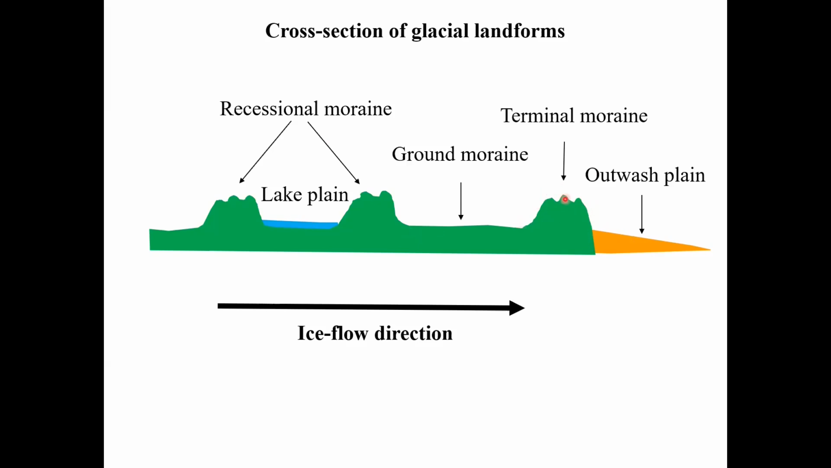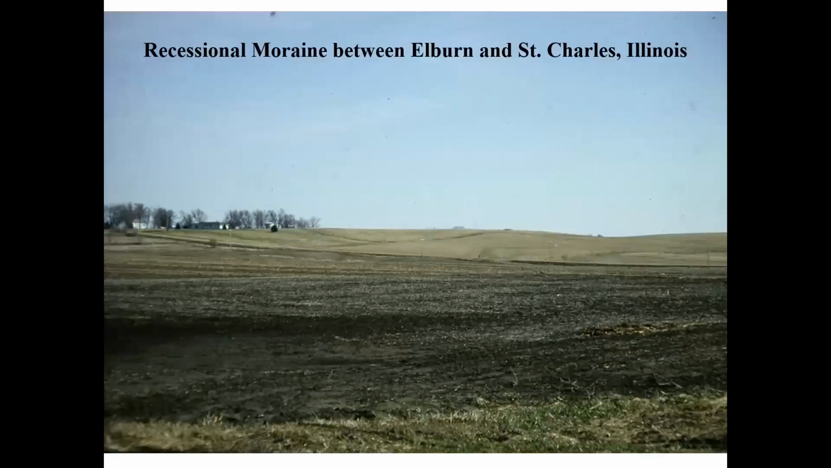It's 3 or 4 or 5 or 6 crests where the ice oscillated back and forth, melted back faster, oscillated, or melt equals advance, formed another moraine, melted faster than it advanced, then melt equals advance again, form another moraine. So again, many of these are the watershed divides in the glaciated part of the country.